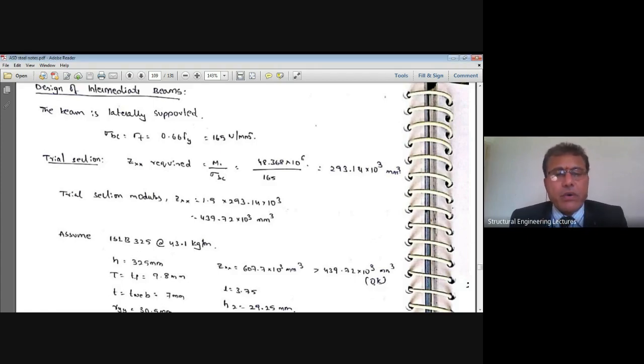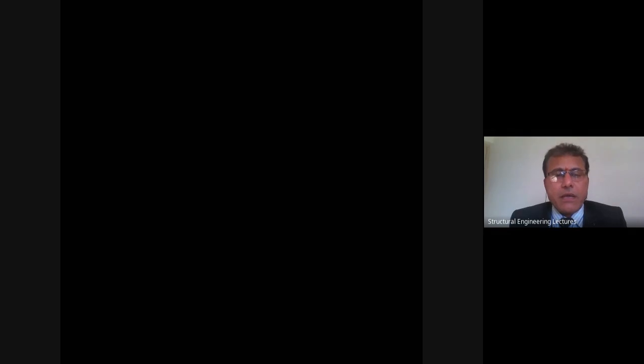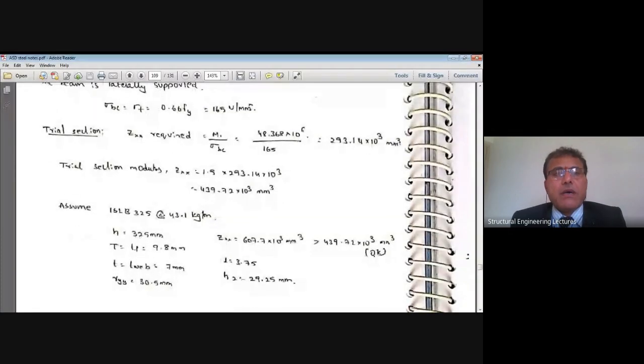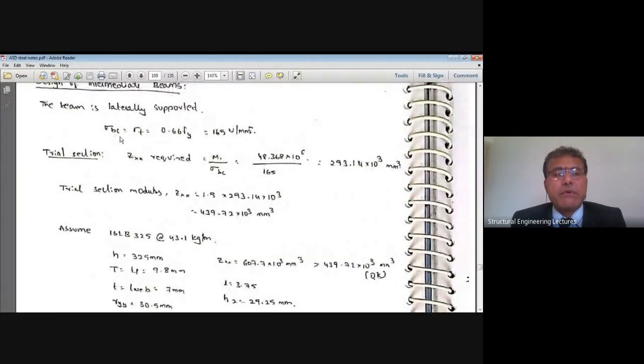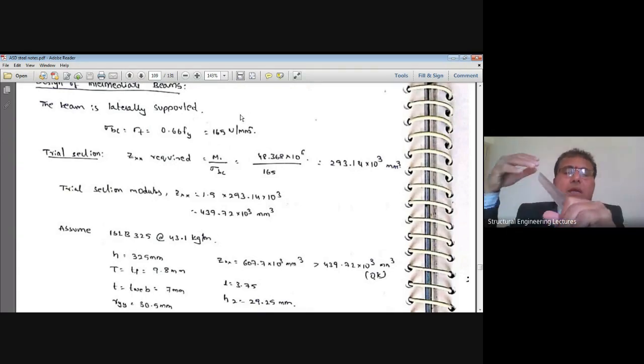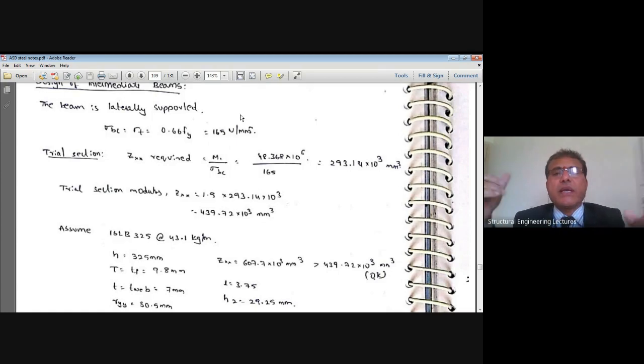Once we know that this is laterally supported, then I'll say that permissible bending compressive or tensile stress sigma BCT is equal to 0.66 Fy. Fy is equal to 250. It works out 165. However, these girders are not submerged in water. They are there outside. Hence, I need not reduce the stresses by 20%. The permissible bending compressive stress is only 165. Same basic value, no reduction.